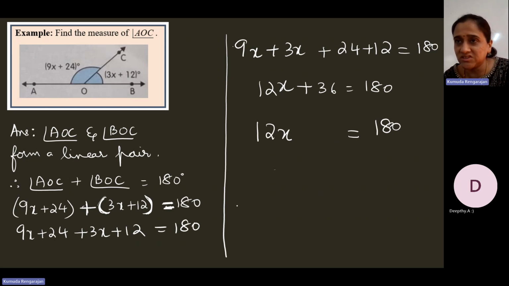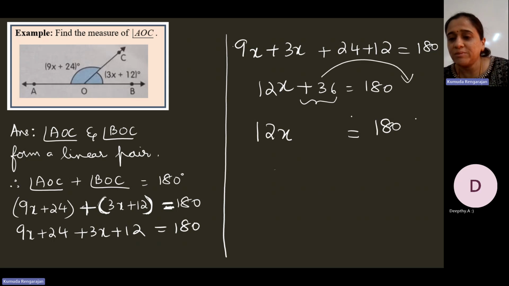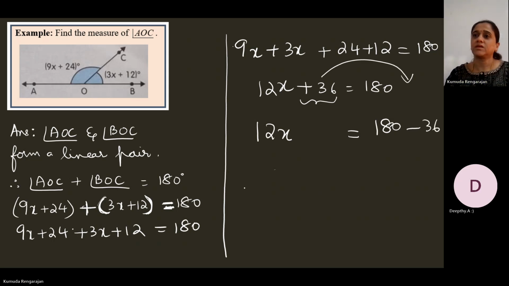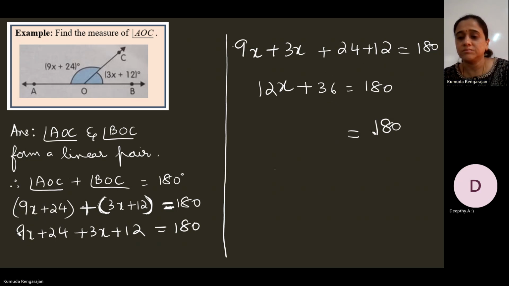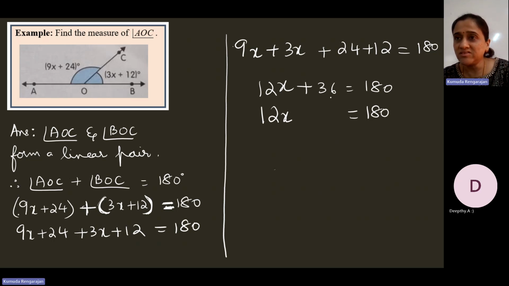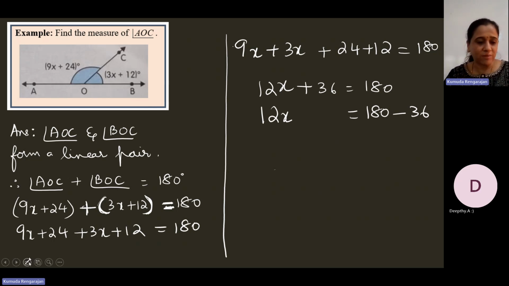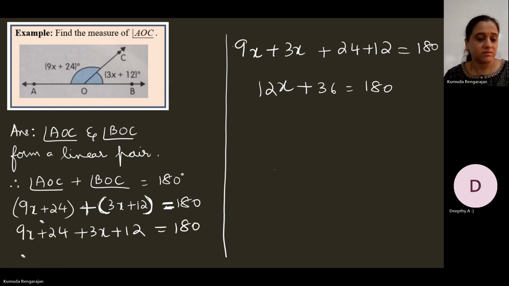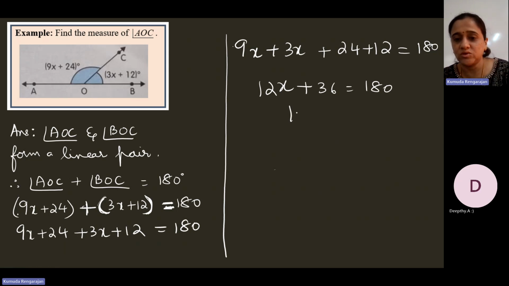But there's one more constant, 36, which is on the left-hand side. So we need to take that to the right-hand side. So when this plus 36 is transposed, it becomes minus 36. Write that again. Is equal to 180 as it is. This plus 36 should go to the other side. So it becomes minus 36. You don't have to leave a gap here. I'm just writing it that way for me to explain better. So 12x is equal to 180 minus 36.